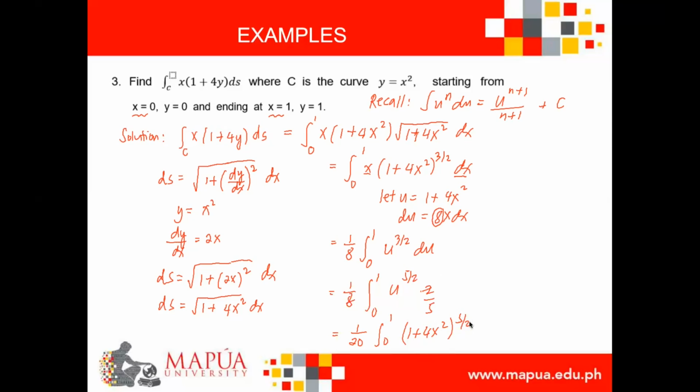By the way, this will now be du. And since we have replaced u to be 1 plus 4x squared raised to 5/2, your du will just now be dx. And by the way, since I already integrated, there will be no more integration here. So I will erase this part. This one also.